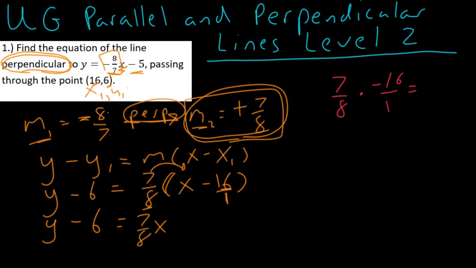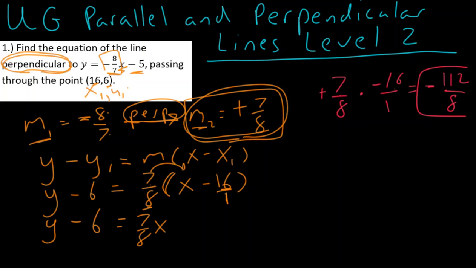We could do 7/8 times negative 16 over 1. Let's see. A positive times a negative is a negative. 7 times 16 appears to be 70 plus 42, which would be 112 over 8 times 1, which is 8. And you can check your calculator to see if I'm right.